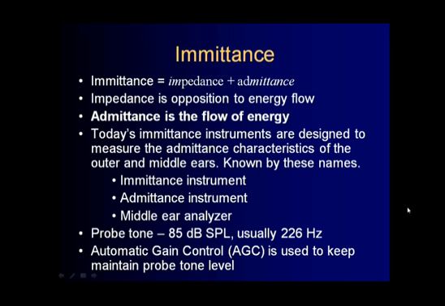So if for some reason the level of the probe tone in the ear changes, if it goes down to say 80 dB, then there's also a microphone in the probe that will measure the sound pressure level. If it's below 85, then the amplifier will kick in and the voltage will go up, and the equipment will bring the probe tone back up to 85.